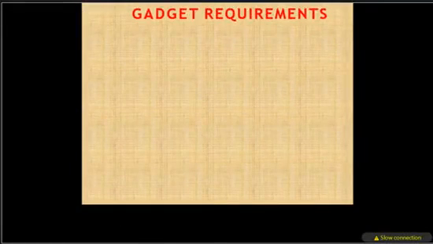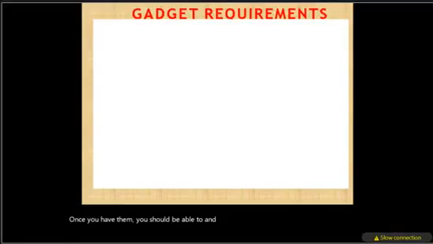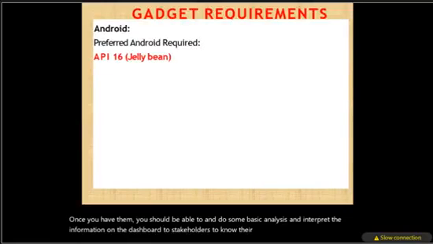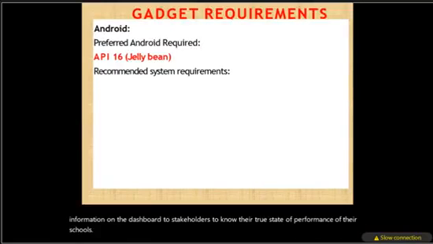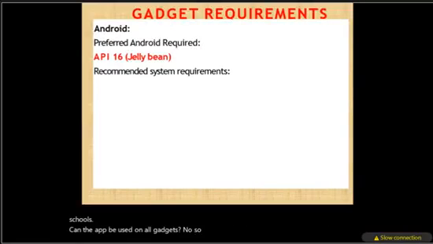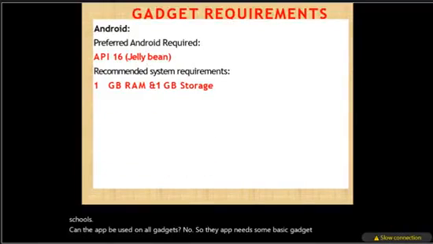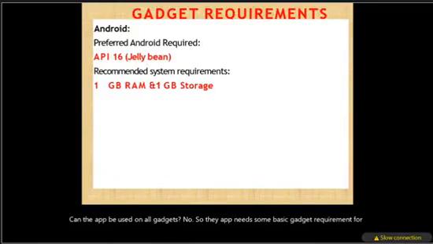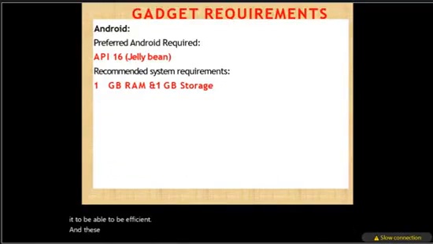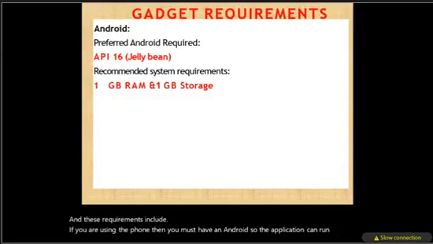Can the app be used on all gadgets? No. The app needs some basic gadget requirements to be efficient. If you are using a phone, then you must have an Android. The application can run only on Android operating systems. The preferred Android version is API 16 Jelly Bean. Recommended system requirements include 1 GB RAM, so you must have at least 1 GB RAM on your phone, and also 1 GB of free storage to be able to utilize the application on your mobile phone.